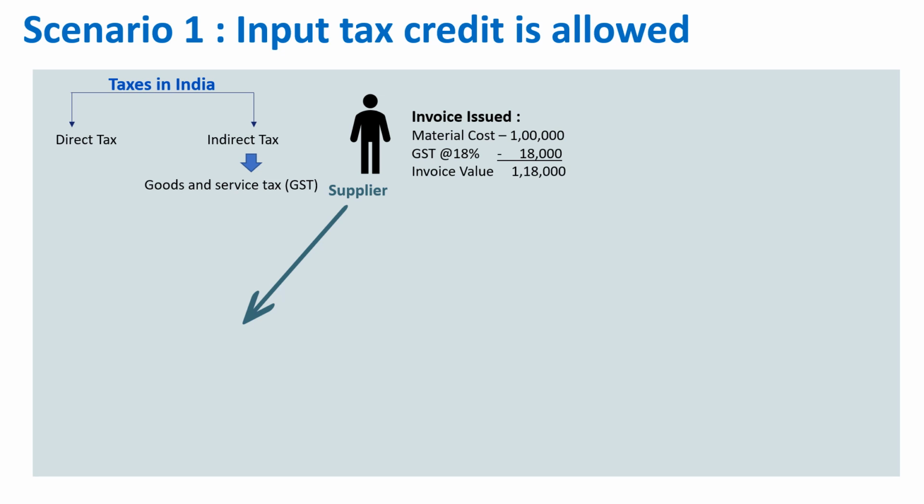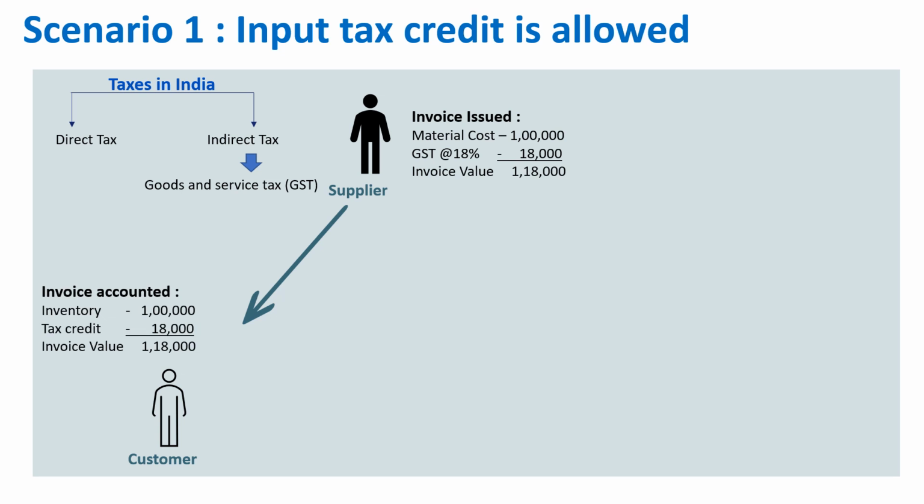Now when this material is received, the customer has to account for this, right? So when the customer accounts for this, the customer is hitting the inventory account by 1 lakh rupees and tax credit by 18,000. So here if you see, the inventory cost is not 1 lakh 18, the inventory cost is 1 lakh. Why? Because the 18,000 tax that the customer is going to pay to the supplier, the customer can claim as input tax credit, right? So it's just like an asset for the company. So tax credit 18,000 and invoice value is 1 lakh 18,000.